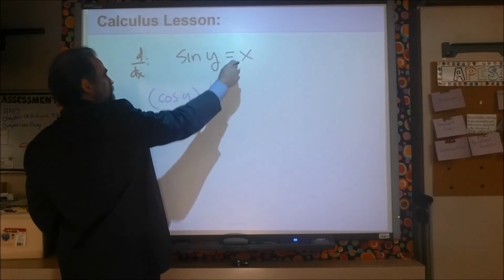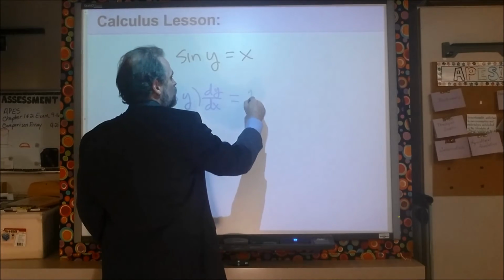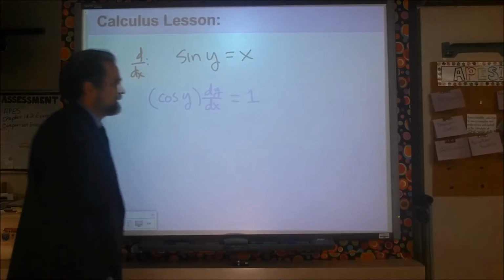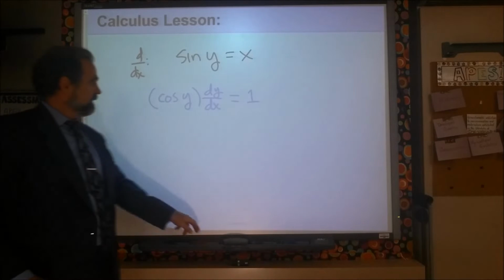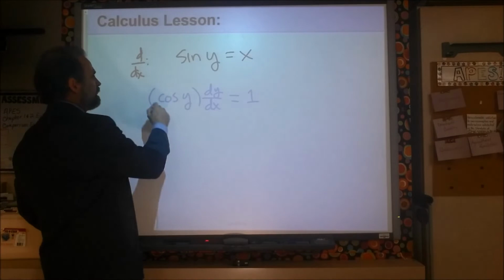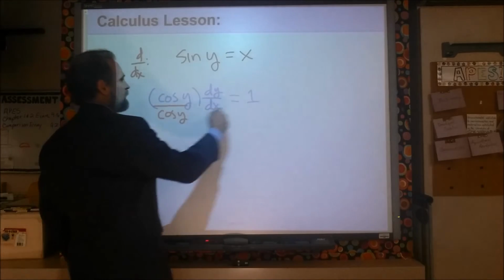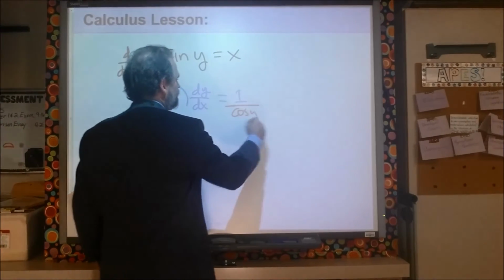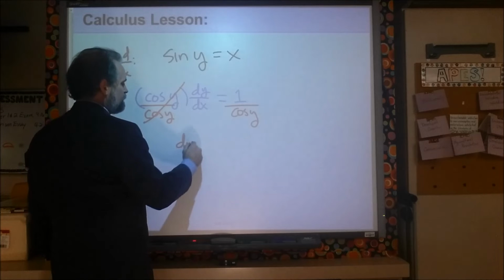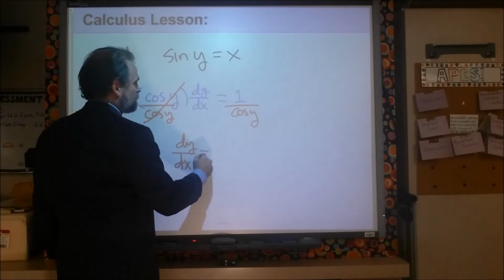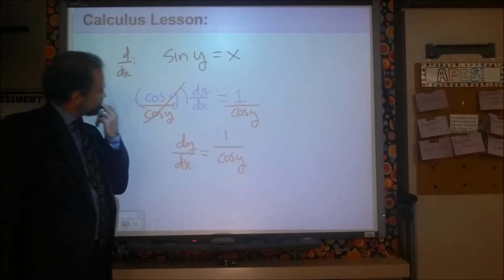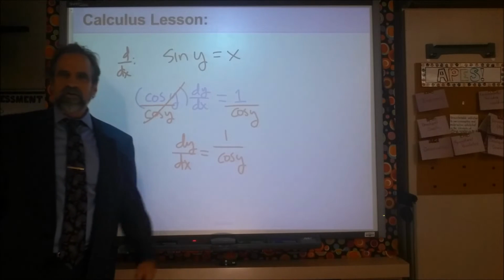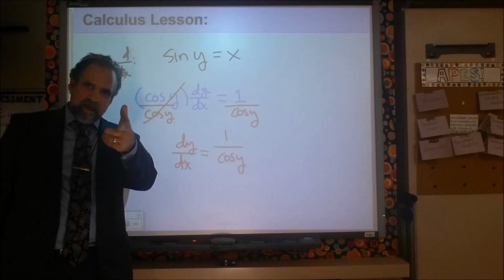So that's 1 dy/dx, I just don't show the 1. And the derivative of x with respect to x is 1. dx/dx I don't show. Pretty straightforward, right? What's dy/dx? Well, clearly, if I divide by the cosine of y on both sides, I have dy/dx equals 1 over cosine of y.